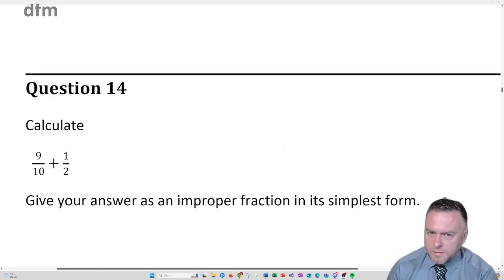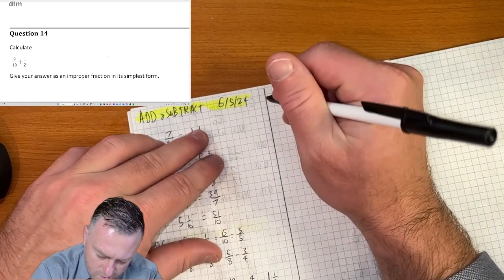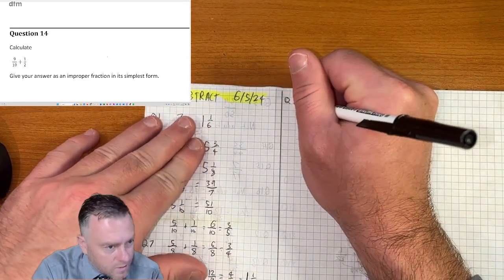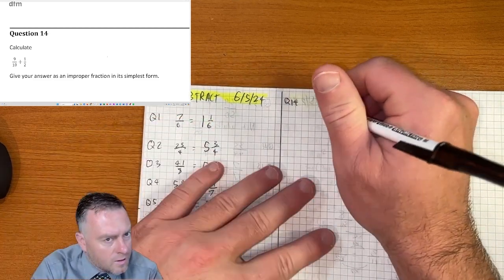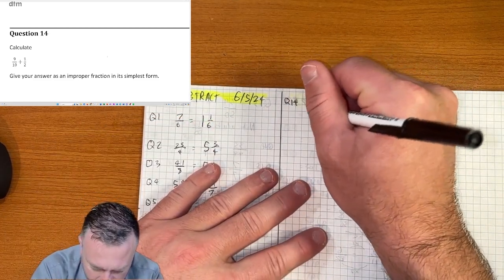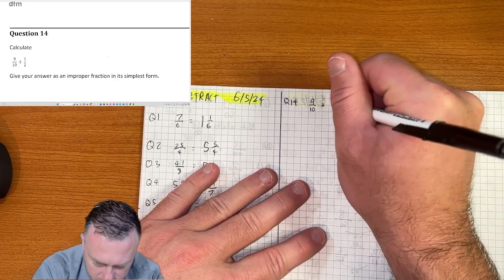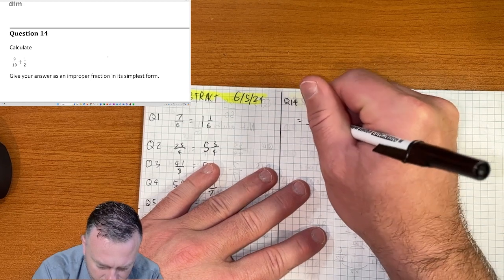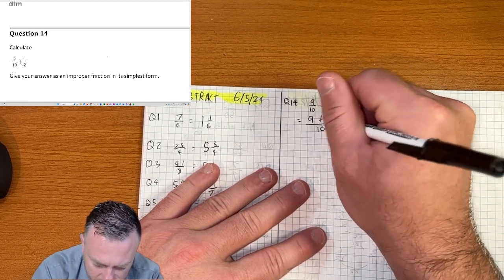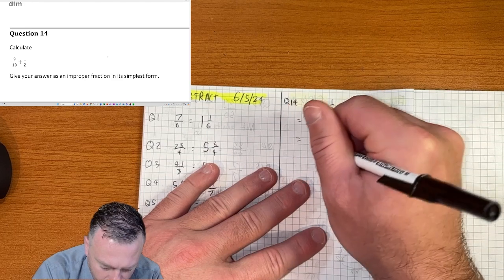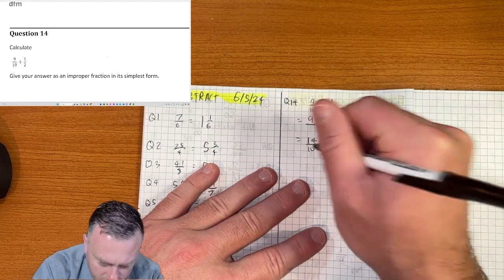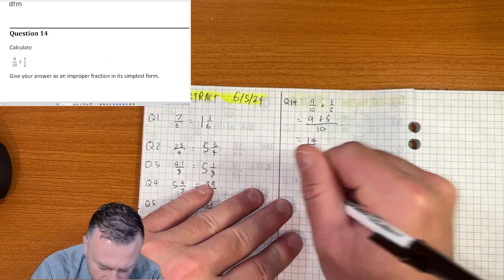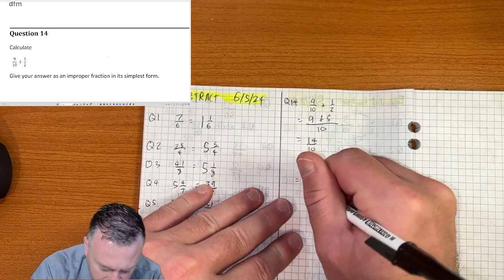Nine tenths plus a half. This is question 14. 9 on 10 plus 1 on 2, all over 10. We're going to times the 1 by 5, so we get 5, which gives us 14 on 10. Then that gives us 7 on 5, which is the same as 1 and 2/5.